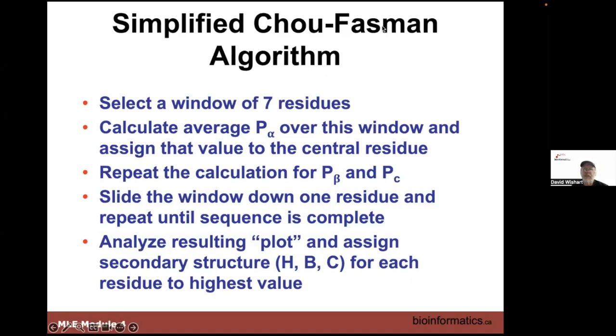What they suggested as a simple algorithm is to take a collection of seven amino acids, an odd number, and calculate the average probability for those seven amino acids. You take this table of alpha, beta, and coil for 20 amino acids and choose it for those seven. Calculate the P alpha over the window of seven and assign that value to the middle residue. That's residue number four of this seven residue window. Do the same thing for P beta, the probability for beta sheet, and coil. Then you slide this window by one more residue, repeat the calculation, and you continue all the way.